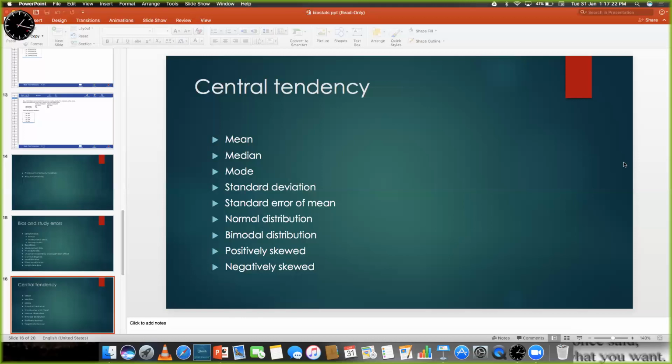Now, this 5% that I'm talking about is nothing but the p-value. When I say a p-value of 5%, what is that? 0.05, right? A p-value of 5% is 0.05. This is what I'm setting for a test.